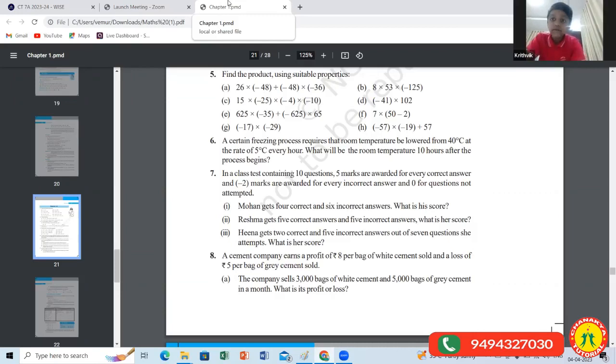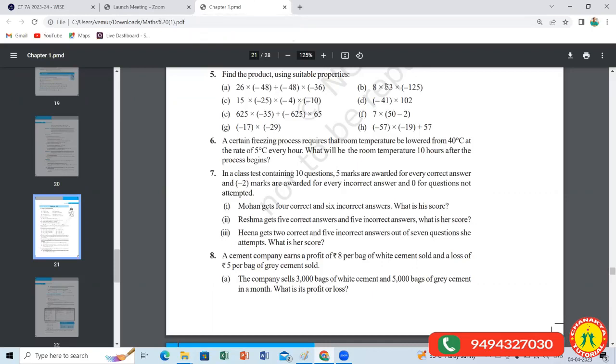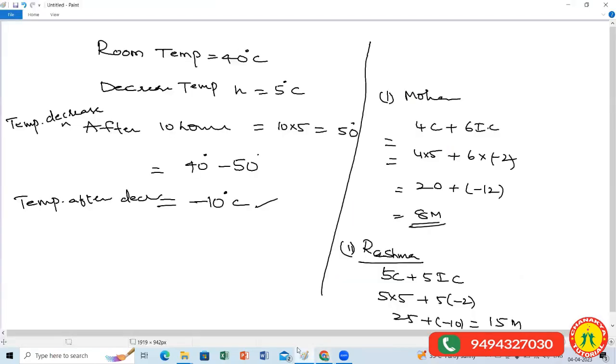Hina gets 2 correct and 5 incorrect answers. What is her score? Out of 7 questions, she attempts. How many she attempted, right?